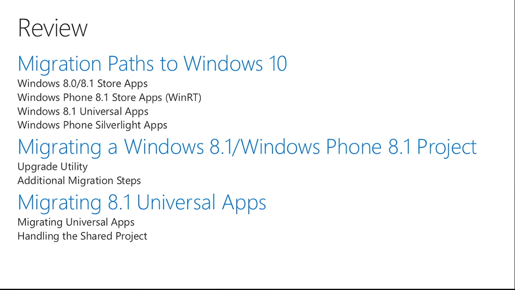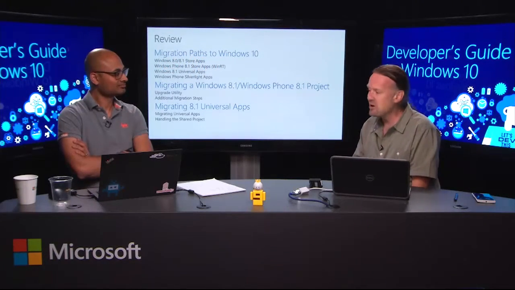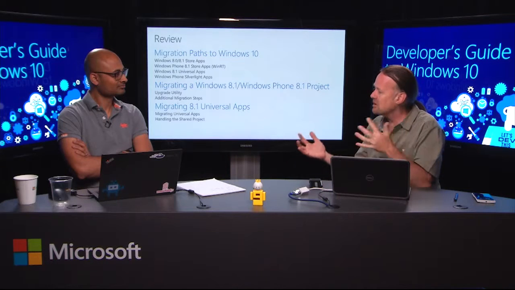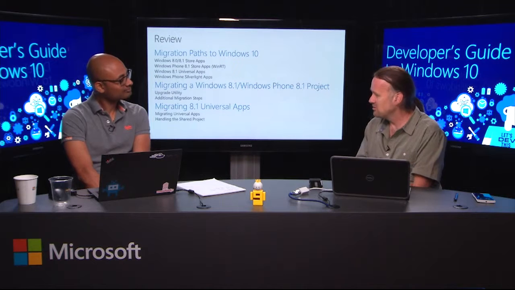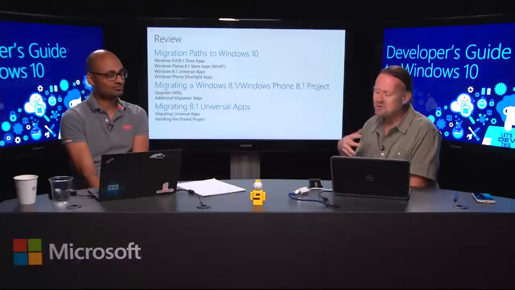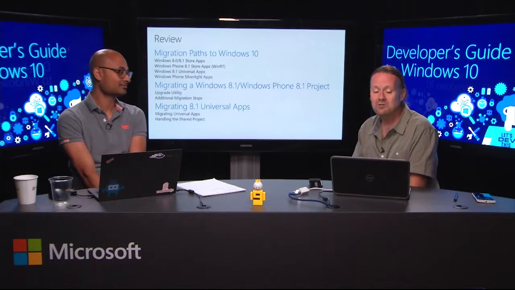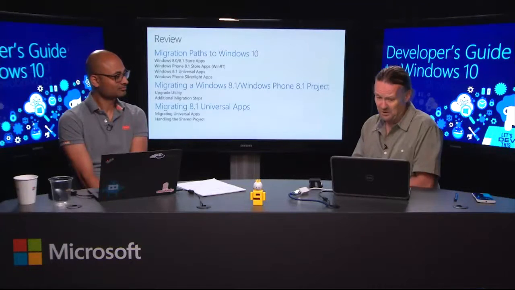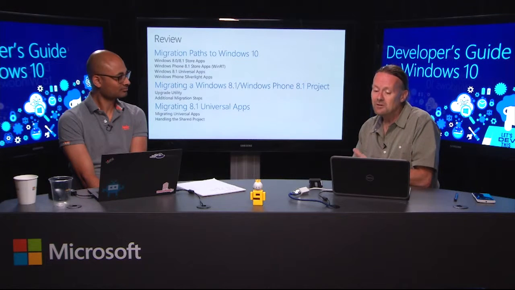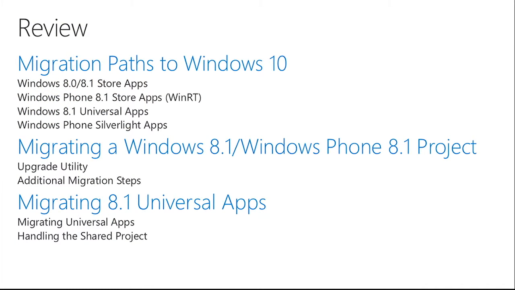Right, so that was it. We've taken you through the sort of experience for that. We looked at the migration paths starting from different starting points: Windows 8.0, 8.1, Phone 8.0 and Phone 8.1. For Silverlight, there is this porting tool that's coming along, so hopefully that will ease that migration. We went through a worked example of taking that Contoso cookbook, moving that up and getting that working. There is that upgrade utility.